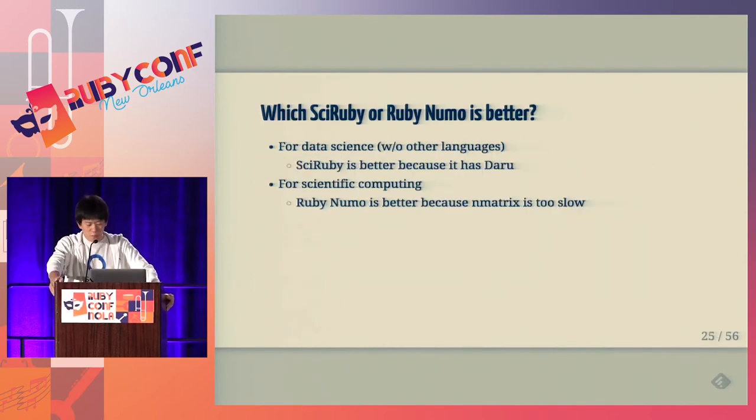I think you may want to know which is better, SciRuby or Ruby Numo. The answer is case by case, I think. If you want to use Ruby for data science without any other languages, SciRuby is better because you need to use data frames, and SciRuby has Daru. If you want to do just scientific computing, such as numerical simulations, and try to implement your own machine learning algorithms, Ruby Numo is better than SciRuby because NArray is faster than NMatrix.